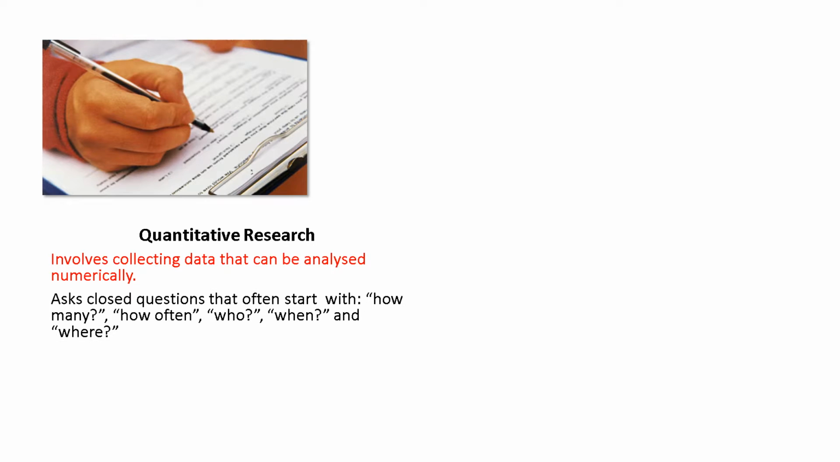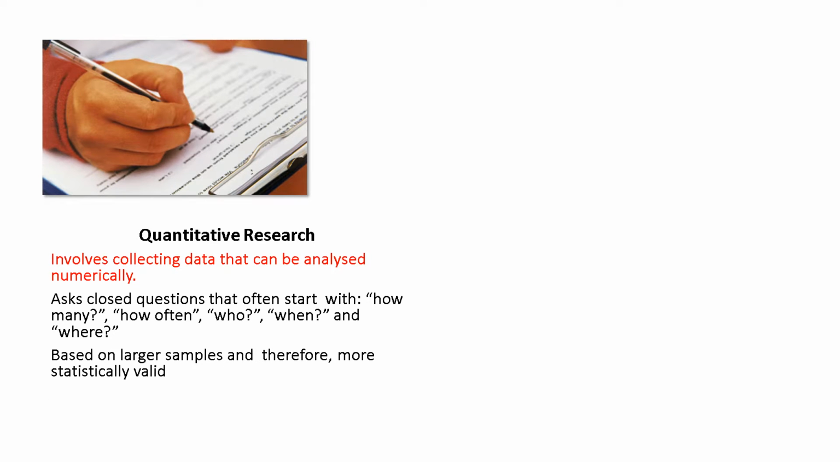So let's take a look at quantitative research first. This type of research involves collecting data that can be analysed numerically. You can calculate percentages. 36% of people said that they loved the new product, or you can represent that kind of data in chart format. So it asks closed questions that often start with question starters like how many, how often, who, so that you get very clear, concise answers that you can analyse numerically.